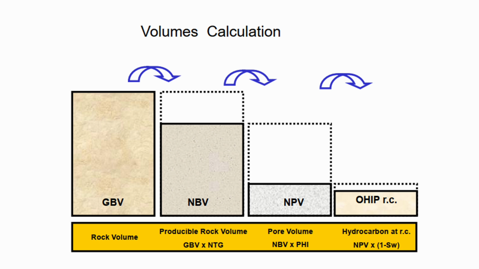Original hydrocarbon in place. Since some pores contain water, we remove that portion by multiplying the net pore volume by 1 minus SW, where SW is the water saturation. This process filters out non-productive rock and water, helping estimate the actual hydrocarbons in the reservoir before production starts.